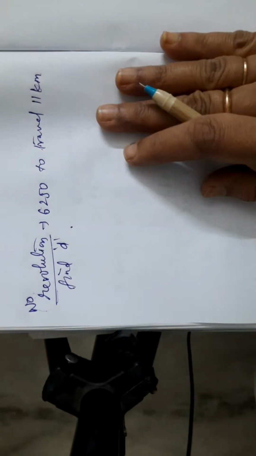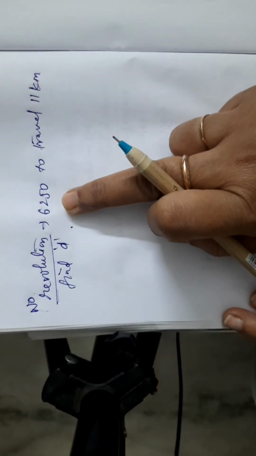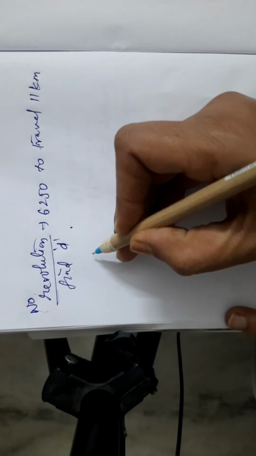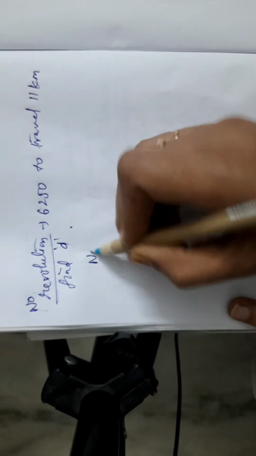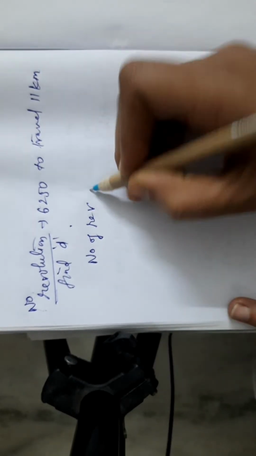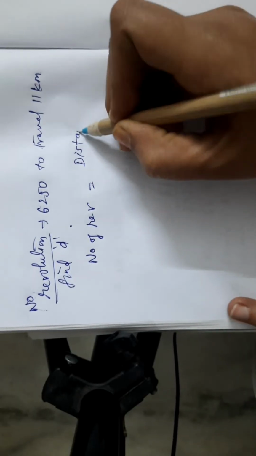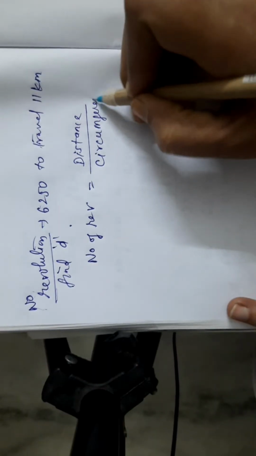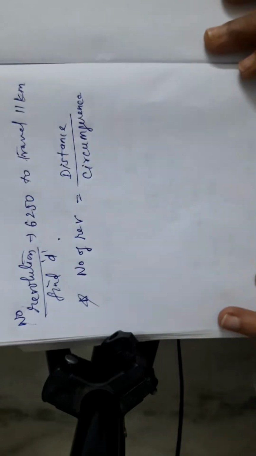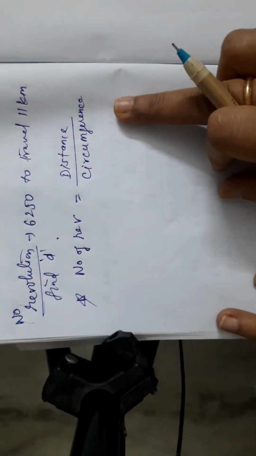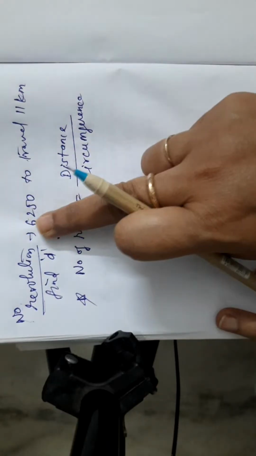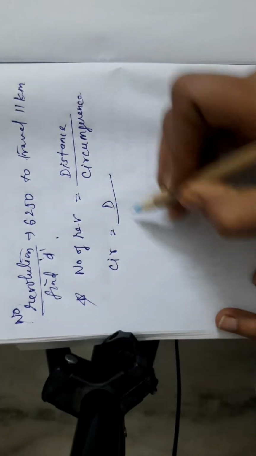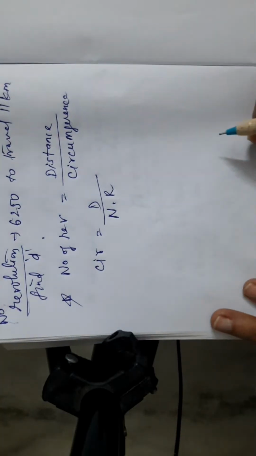So how to solve this? Here the number of revolutions is given and then the distance is given. If you recall, I gave the formula: number of revolutions is equal to distance divided by circumference. This is the key formula which you need to remember. Here the revolutions are given, so we can calculate the circumference. Circumference will be distance divided by number of revolutions.